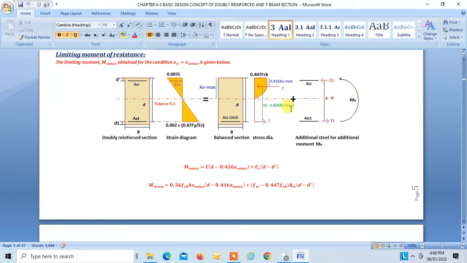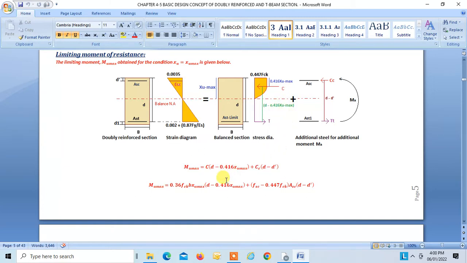So Mu max can be obtained simply as C into this lever arm plus CC into lever arm, right? See, this lever arm we know, that is for a rectangular section, d minus 0.416 xu max, and this is d minus d dash, because this distance is d and this is the effective depth d. So the distance from here to here will be d minus d dash. So this is how we get this lever arm, right? So the lever arm for CC is d minus d dash, and the lever arm for C is, I'm sorry, d minus 0.416 xu max, you can say.